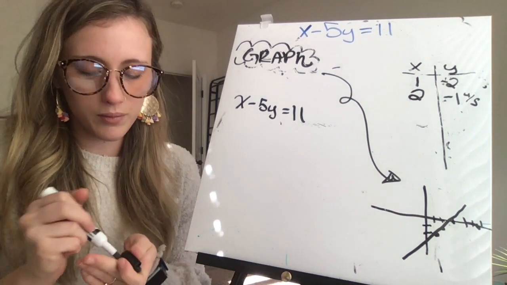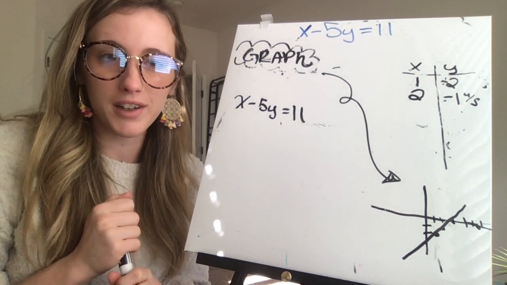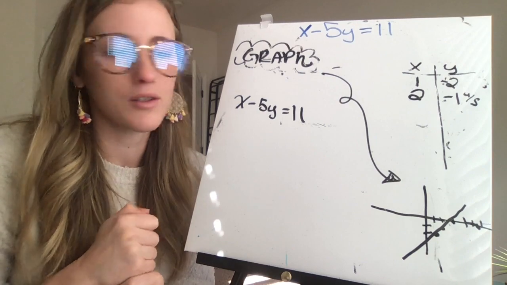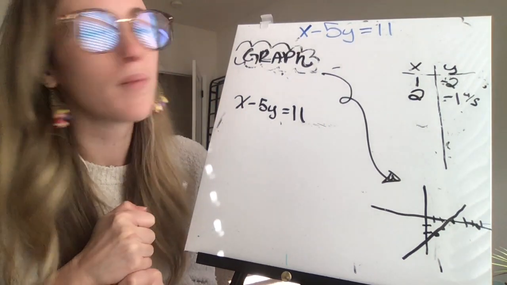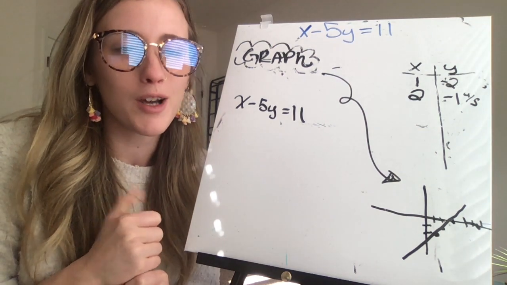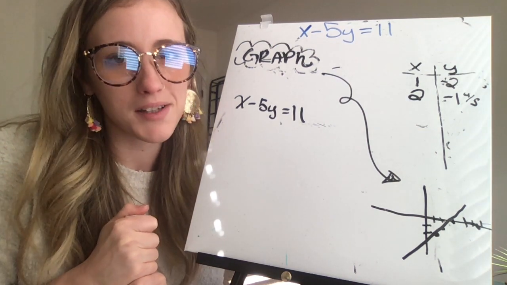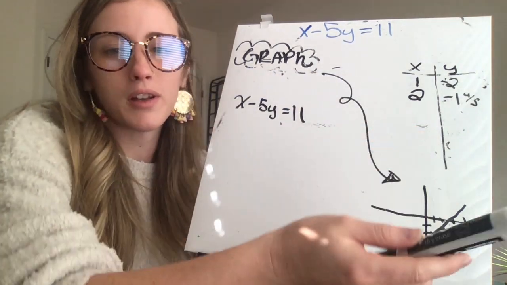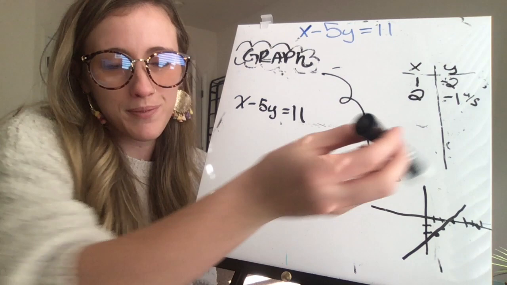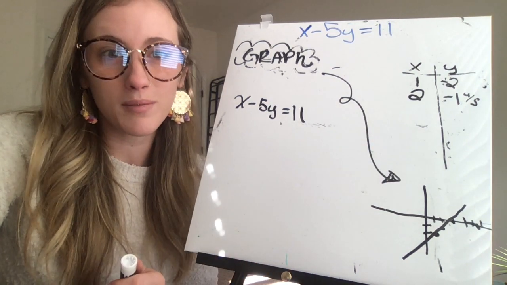Now it'll be your turn. You can plug in numbers, or you can guess and check, but you will be finding what numbers for x and y will satisfy the equation, and you'll relate that to a graph, and you'll relate that to a table.